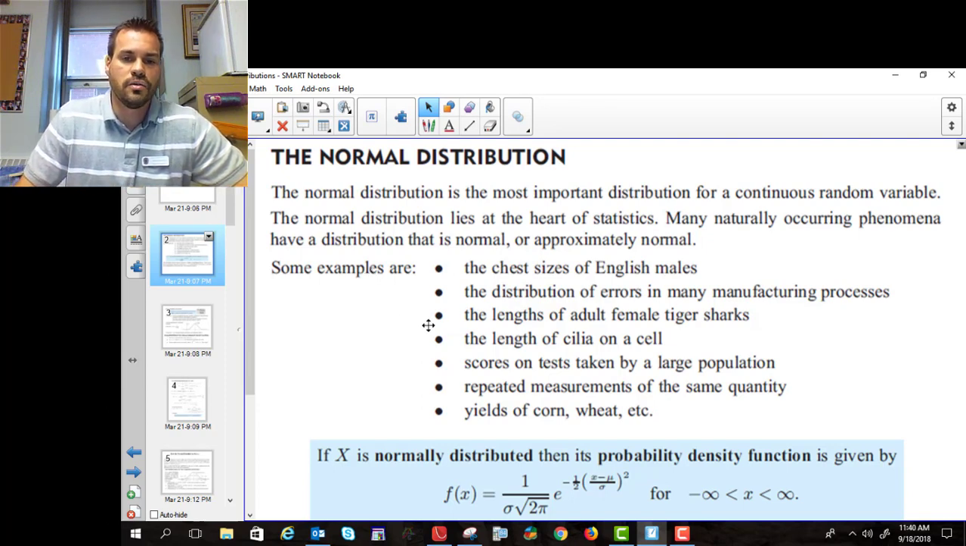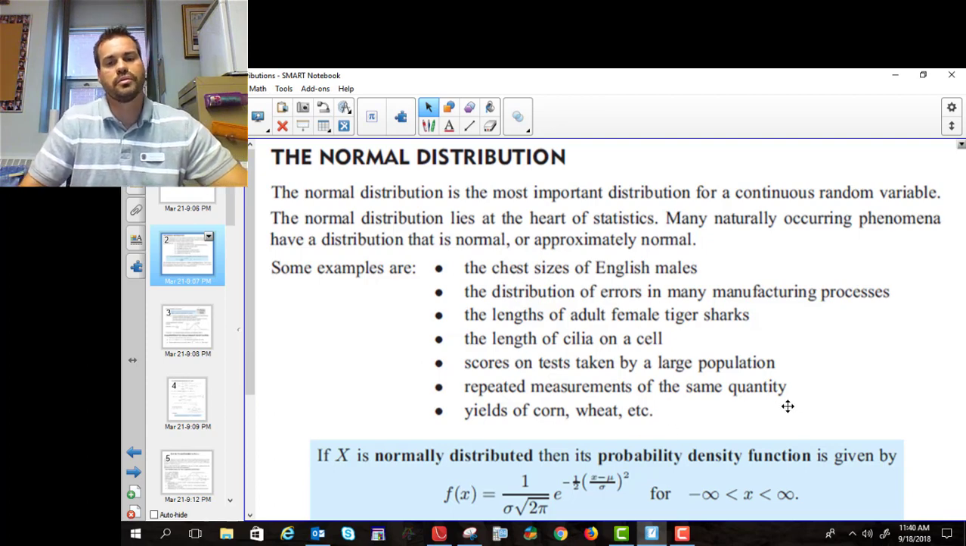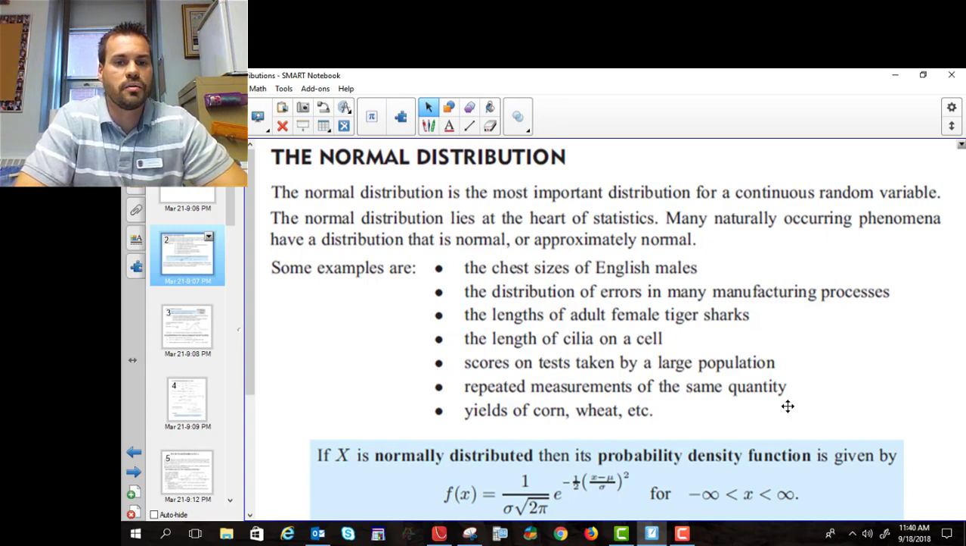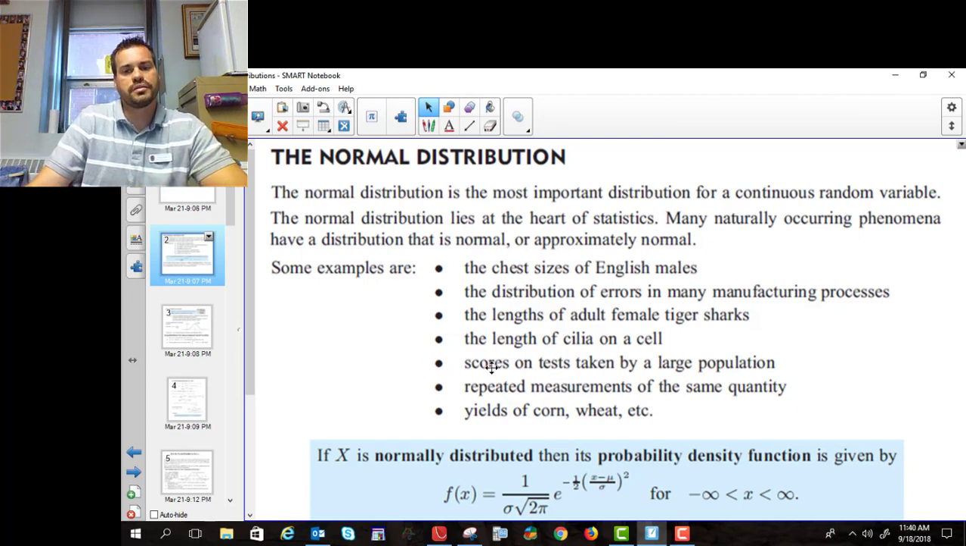And so the thing about the normal distribution that generally is true is that you need a fairly large sample size. So if I just give you 2 or 3 measurements, they're probably not going to be normally distributed. If I give you 100 or 200, then they might be, or probably will be, for different things. So you'll notice it says scores on tests taken by a large population because a small population doesn't necessarily give you a normal distribution.